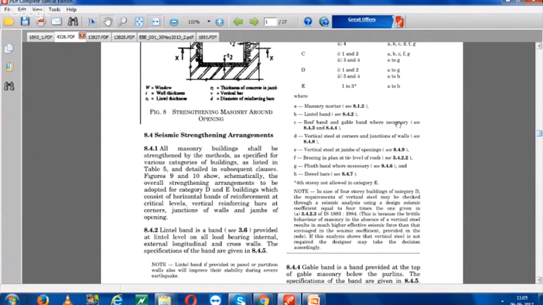here A, mass mortar, lintel band, roof band, vertical steel bars at the jamb of the opening, bracing in the plan at tie level of the roofs, plinth band where necessary, dowel bars. So these all you need to provide. Understood? So you need to see the codes and provide accordingly.